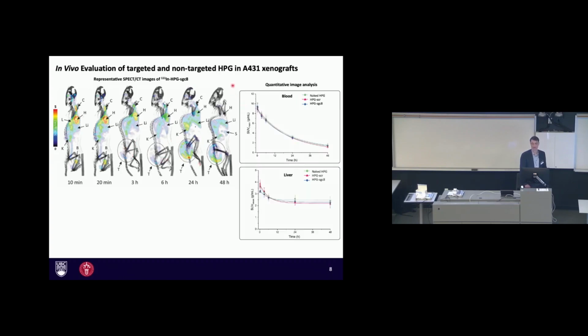Overall, the pharmacokinetics is as expected for an HBG-based formulation. We have a very long circulation half-life, so instead of a few minutes for a free aptamer, we are now in the realm of hours or even days, and we have relatively high liver uptake. Overall, there is no difference between the different formulations.